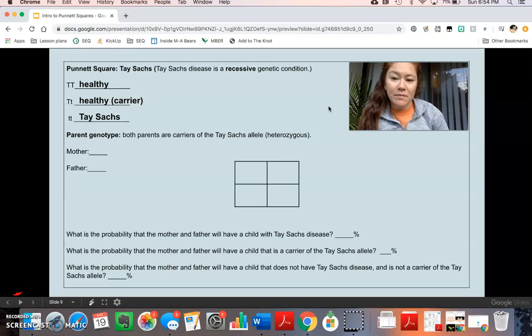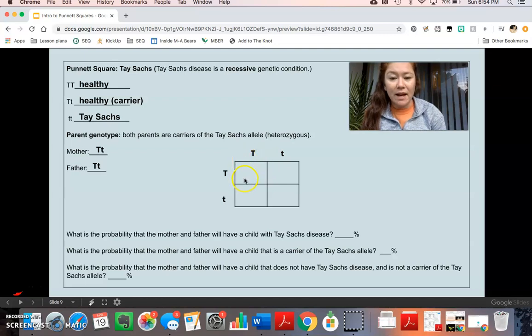So in this example, we have two parents that are carriers of the Tay-Sachs allele. They're heterozygous, so right away we know their genotypes. Mom is capital T, lowercase t, and so is dad. And so we would fill out this Punnett square to determine the probabilities for their offspring. Like I said, it doesn't matter if you put the female or the male up here, and in this case, they're exactly the same, so super easy.